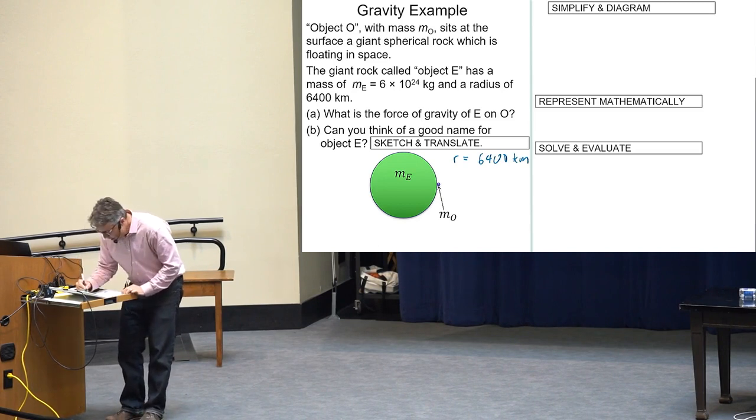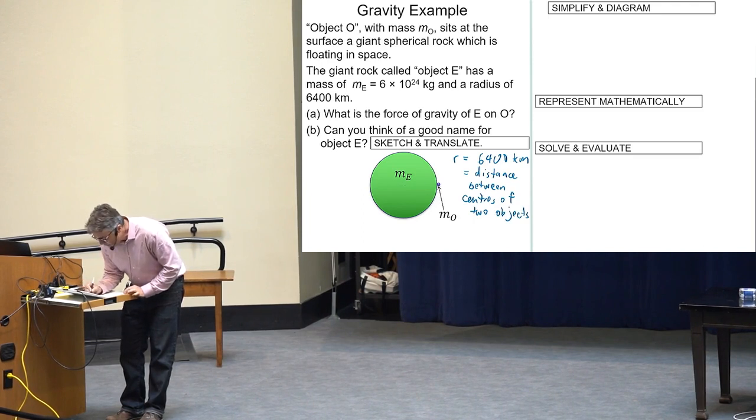What do I have here? R is the distance between the centers of the objects. That's key to figuring this stuff out. The centers of the two objects. One's very large, and one is very small.